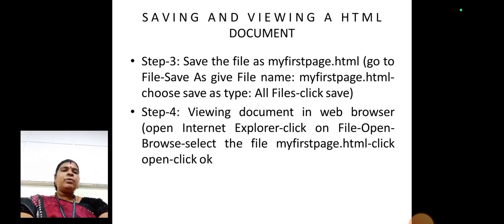Next, saving and viewing an HTML document. Step 3. Save the file as myfirstpage.html. Go to File, Save As, give file name myfirstpage.html. Choose Save as type, All files, click Save.